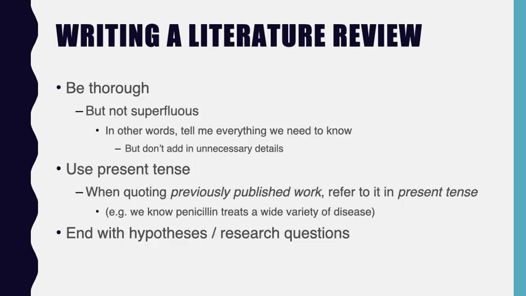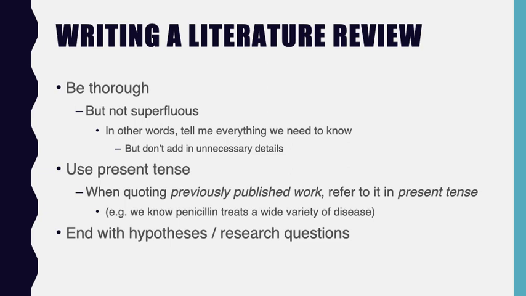When you're writing a lit review, you need to be thorough. That means you need to find every relevant literature about your topic, but not superfluous. This means you don't tell me stuff that is not related to what you are talking about. So if you're looking at the effects of smoking on the human body, telling me about alcohol on the human body is not relevant or related, and it is superfluous. It could be interesting information, but it's not important to the work you are currently doing. So don't add in any unnecessary details.